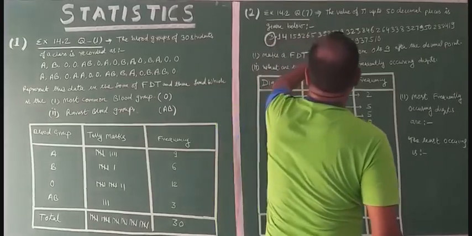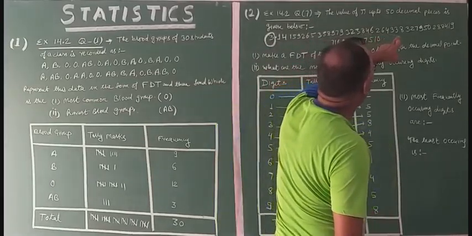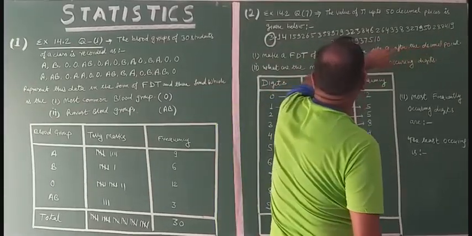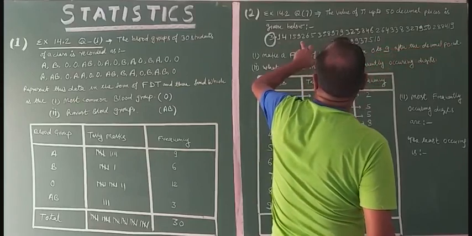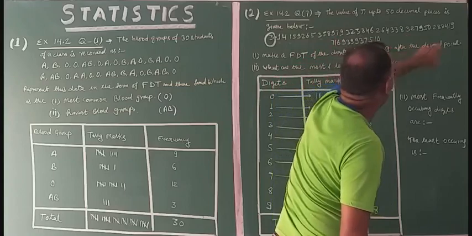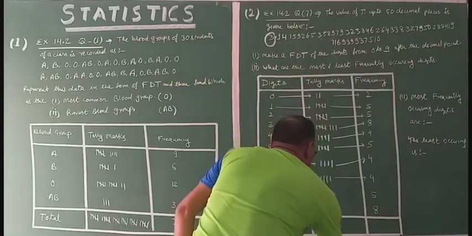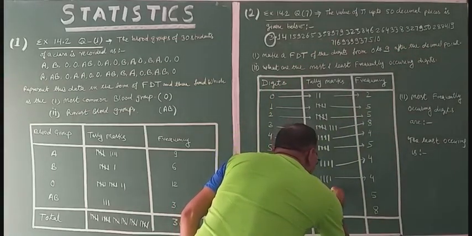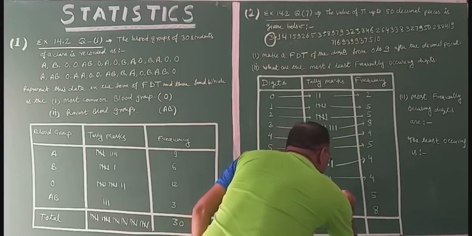8: 1, 2, 3, 4, 5. Okay, again 1, 2, 3, 4, 5. 8 is 5 times. This is 8.